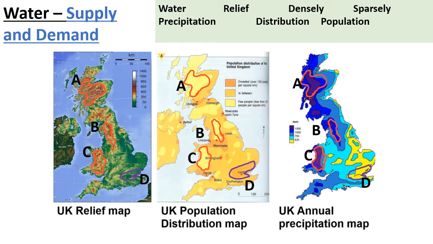Also the same for area B, the Pennines, northern England, and also the same for area C, Wales, the Cambrian Mountains. However, area D in purple, that's very different. It's low, it's flat, and you can see it's a crowded area, it's densely populated, there's lots of people there. And on the right hand side, you can see that there's very little precipitation, so it's some of the lowest areas of precipitation. So what have we got? Where the water is, that's where the people aren't. And where there's loads of people, there's no water. So across the UK, there's enough water, but it's not spread out evenly.